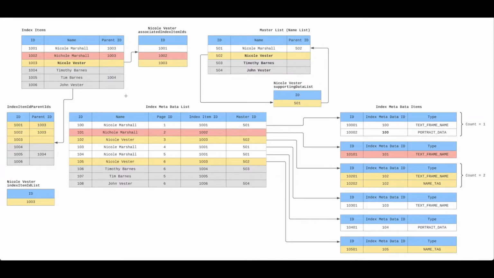Now for schools that are using the index builder, they can do the same thing. As data comes in, maybe there's going to be entries for Nicole Marshall in the yearbook and Nicole Vester. Well, they can merge those as well, even in cases where the Nicole Marshall with an H gets added in. They can merge that to Nicole Marshall and merge Nicole Marshall into Nicole Vester.